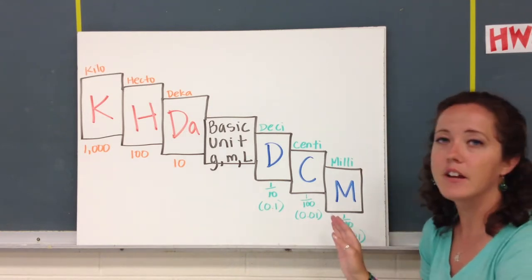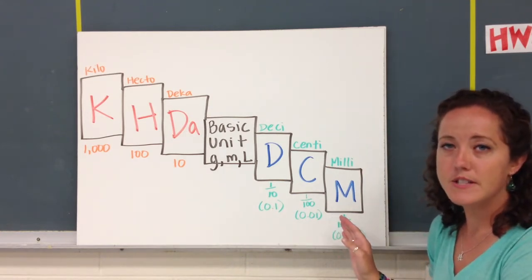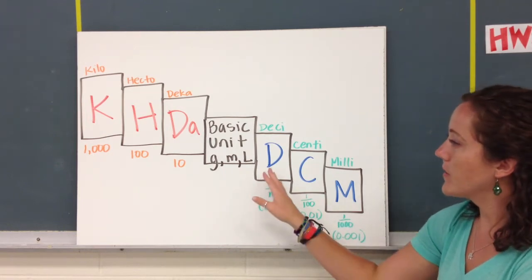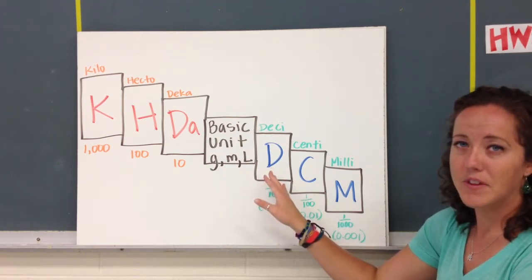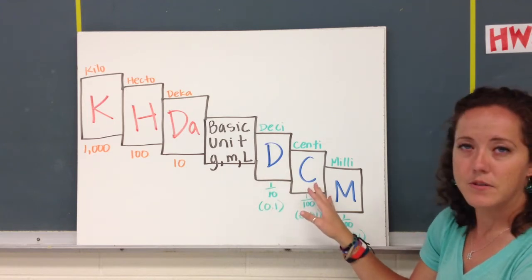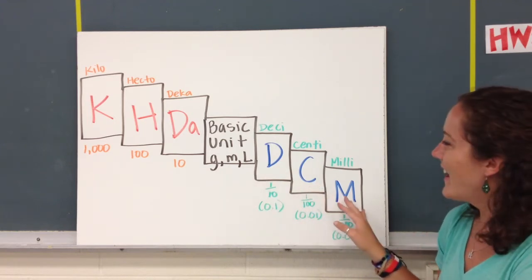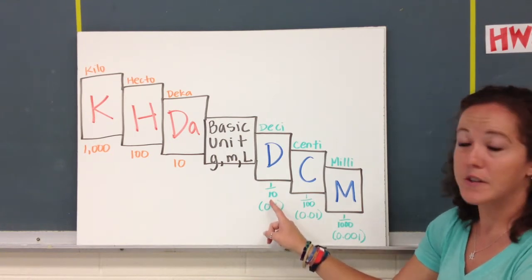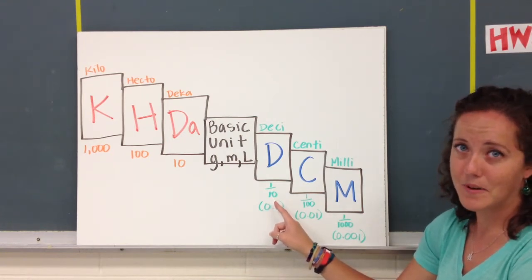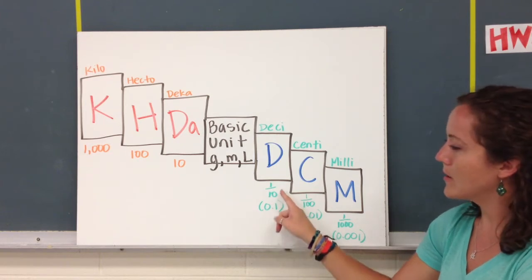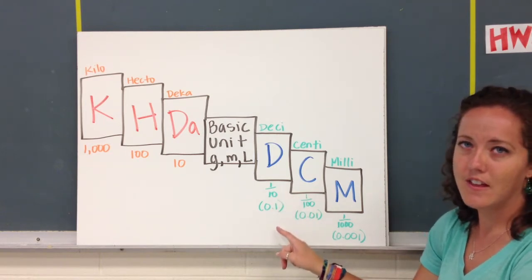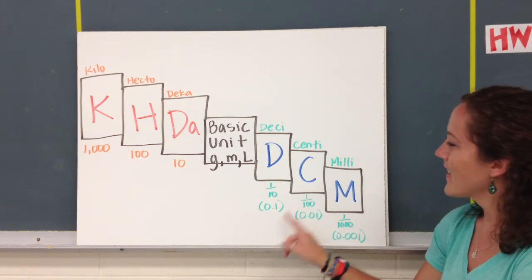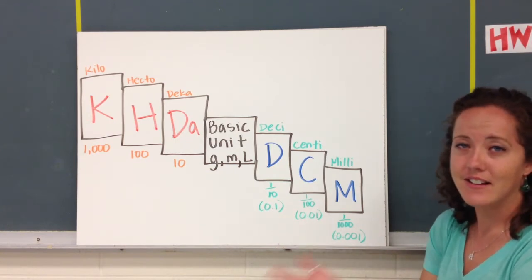On the right hand side, we have the units that represent smaller numbers than 1, so they're fractions or decimals. So we've got deci, which is abbreviated with a D, centi, which is represented with a C, and then milli, which has an M. So deci is the first decimal, and that's how I remember that it's the first one. So it can be represented as 1/10 or with the decimal 0.1.